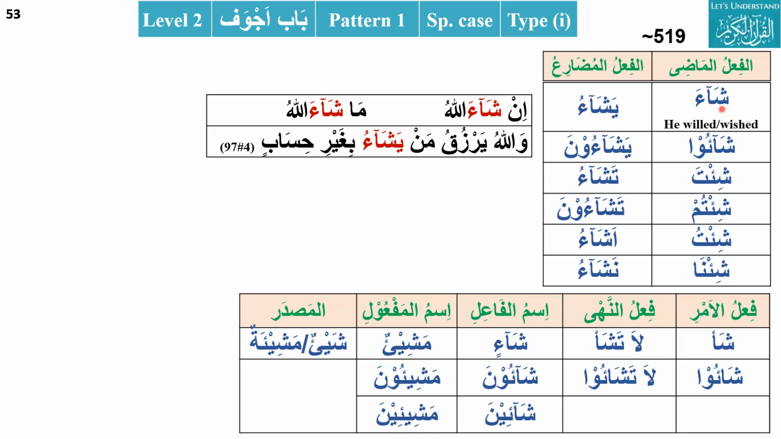Razaqa, yarzuqu. What is the chapter? Nasara Yansuru, level 1, Bab Nasara. Zabar Pesh. So it is razaqa yarzuqu. Everybody, razaqa yarzuqu, zabar pesh, Bab Nasara. Razaqa means he provided. Yarzuqu means he provides or he will provide.